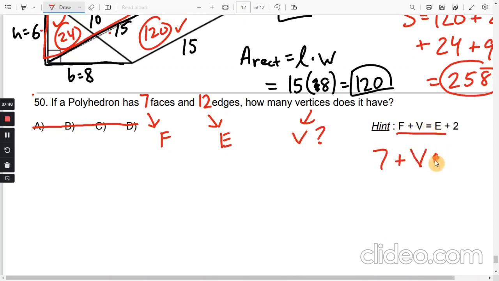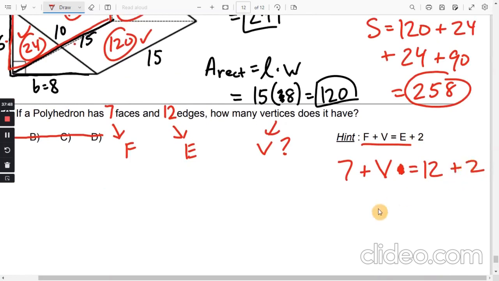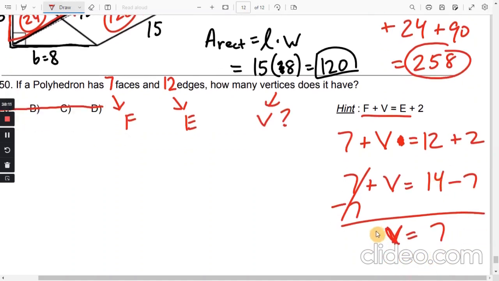And that equals E, which is 12 plus 2. Okay, 7 plus V equals 12 plus 2, which is 14. Solving for V, the opposite of plus 7 is minus 7. Cancels here, and V is going to be 14 minus 7, which is just 7. Made that a little messy there. V is just 7. So use the formula, which I will give you.